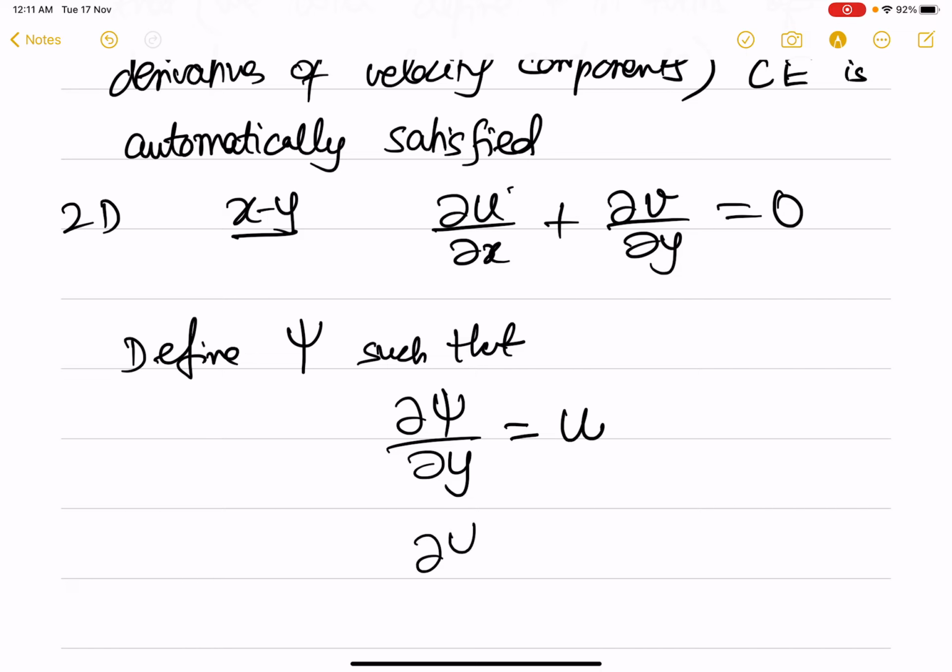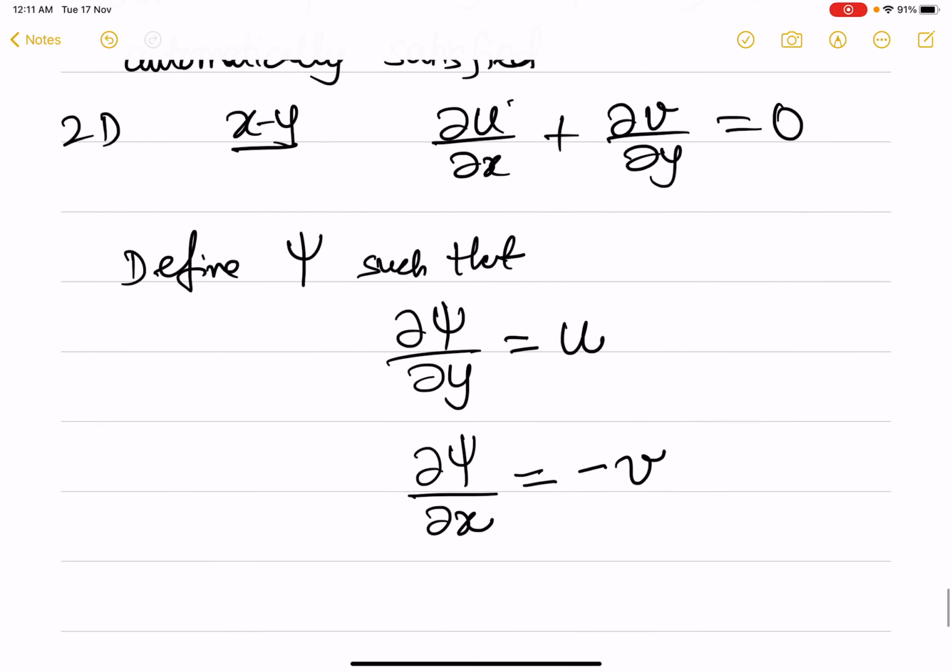So partial psi by partial y is u, so I write it as x, and this I will write as minus v. So I put a minus sign. Now you may find some books defining psi with u with a minus sign and v with a positive sign. If both of these terms have a positive sign, we put a minus sign on one of these.